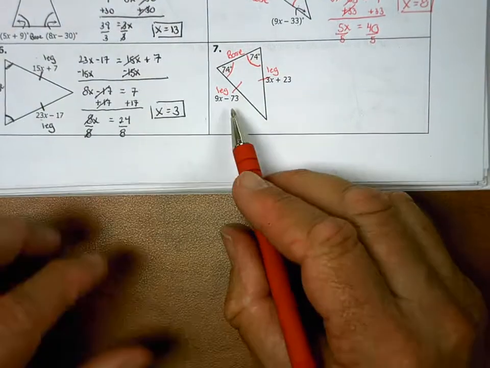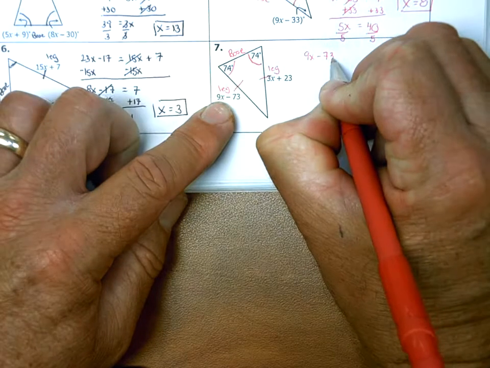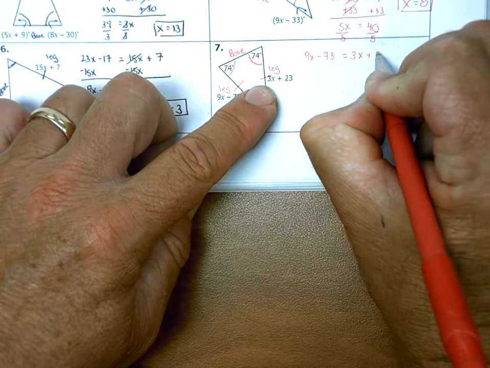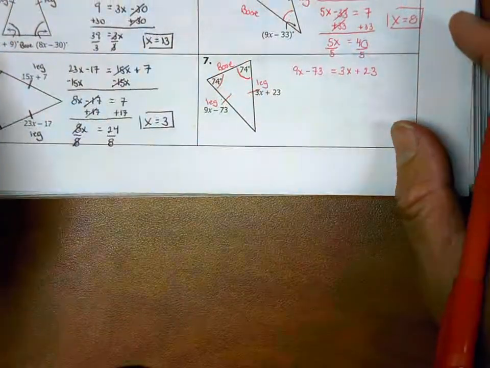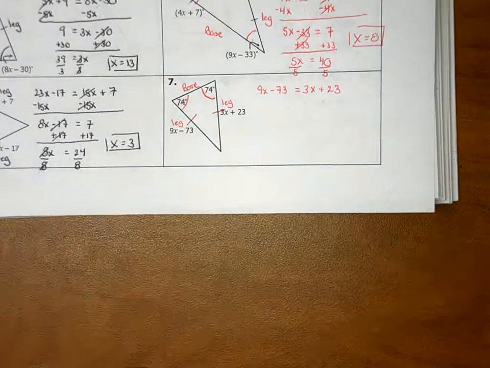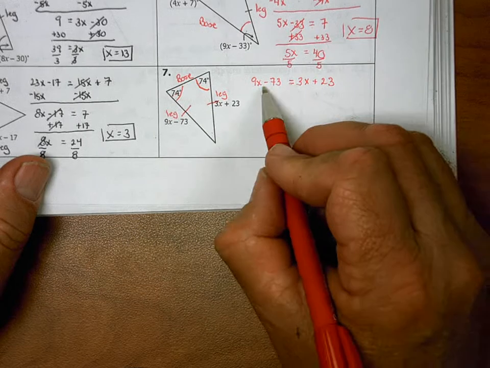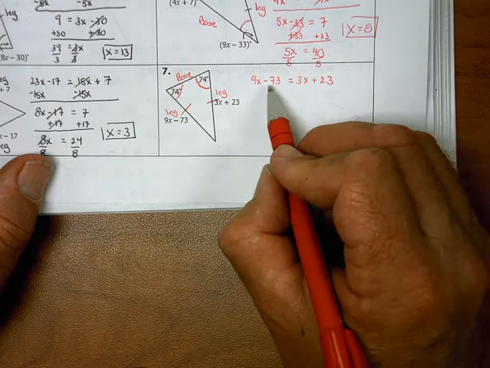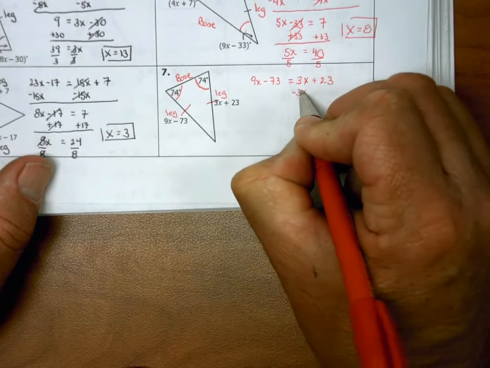Okay, so that means that the 9x minus 73 side is going to be equal to the side that's represented by 3x plus 23. So that would be the correct equation in number 7 that you would have to use to generate in order to get the answer there. Okay? Alright, so now I'm going to solve. So if you notice, on the left side I got 9x's. On the right side of the equation I got 3x's. 3x is smaller than 9x, so I'm going to eliminate the 3x's by subtracting 3x's from both sides.